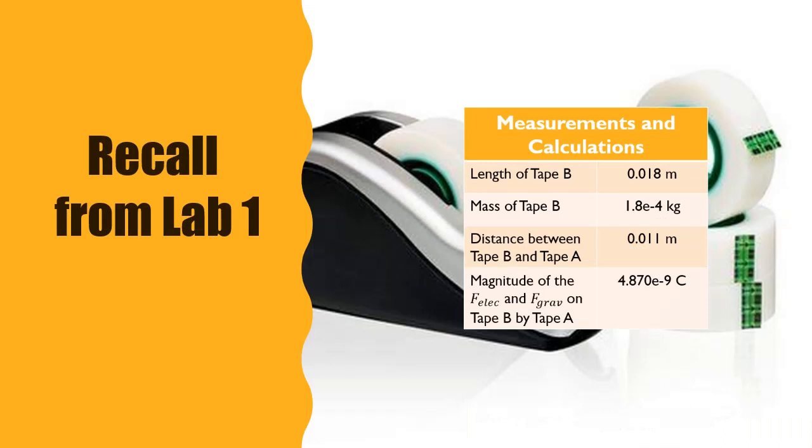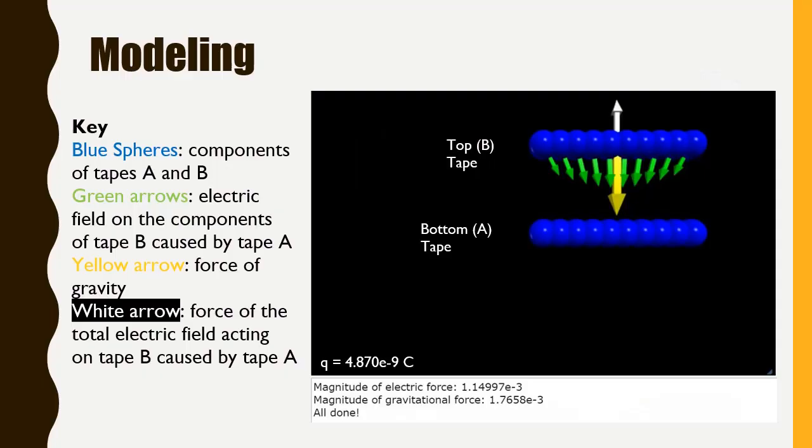We should now recall some measurements and calculations done in Lab 1. Here we see the length of the tape, the mass of the tape, the distance between the two tapes, and the charge we found in Lab 1. This is a computer model made using the calculations from Lab 1. In this model, we used the charge calculated in Lab 1 to create the force of the electric field when the tape was modeled as a line of charges.